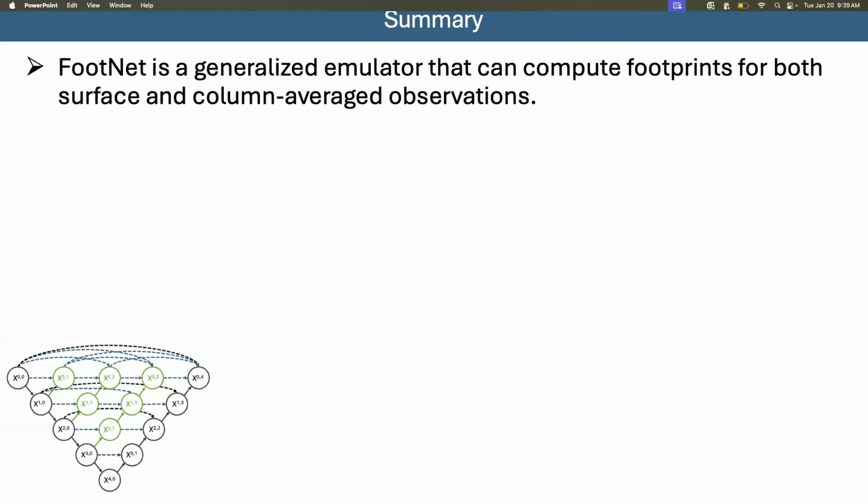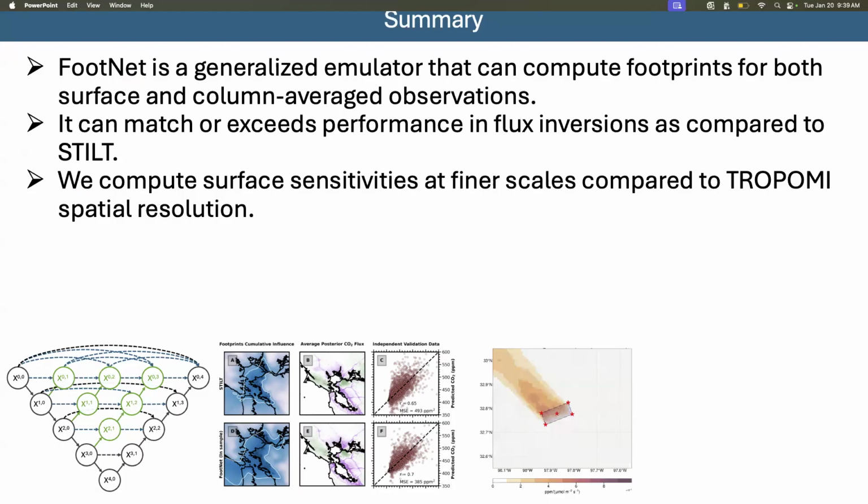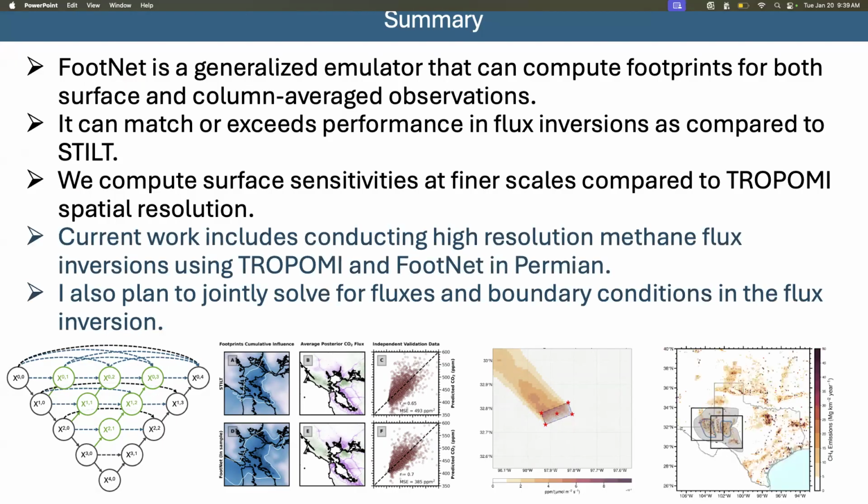Okay, to summarize, FootNet is a generalized emulator that can compute footprints for both surface as well as column averaged observations, and it can match or sometimes exceed performance in flux inversions as compared to STILT or X-STILT. We also compute surface sensitivity at finer scales compared to TROPOMI's coarser spatial resolution. Currently, I'm working on conducting high resolution methane flux inversions using TROPOMI and FootNet in the Permian. I also plan to jointly solve for fluxes and boundary conditions or backgrounds as part of the flux inversion.